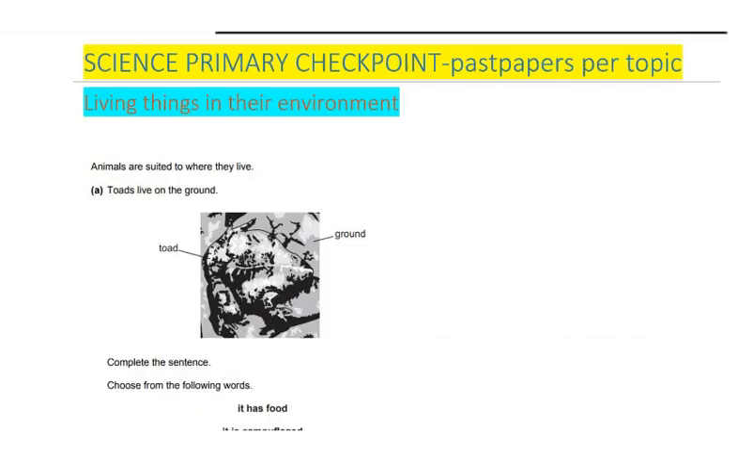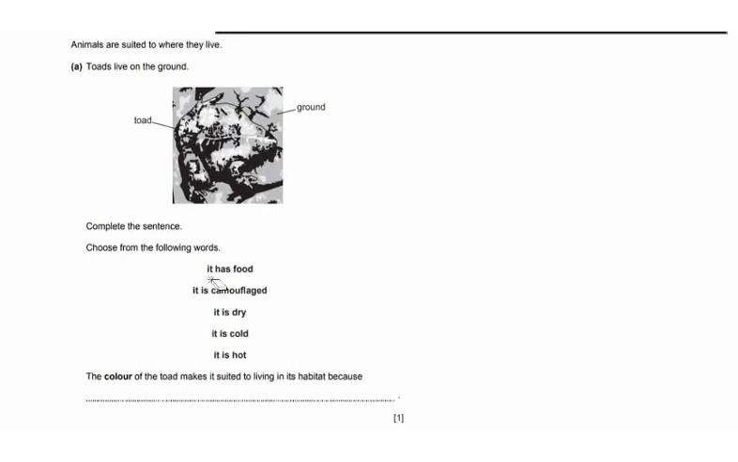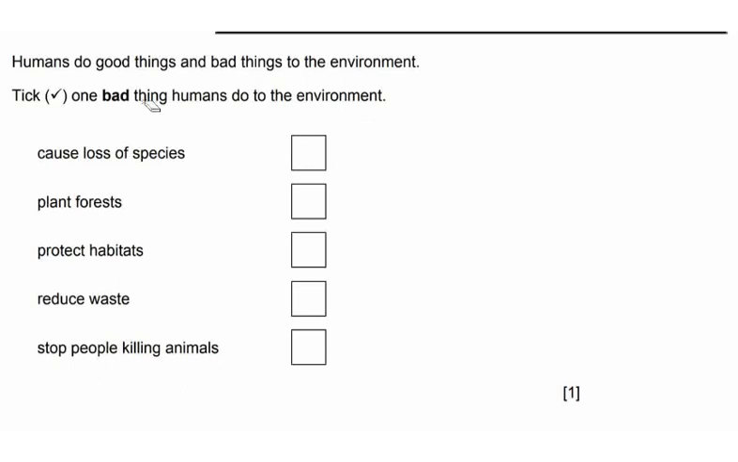Hi guys, today we are going to discuss science primary checkpoint, past paper per topic, living things in their environment. We're going to have a quiz on this past paper topic, but first we scroll over all the questions. You may take a screenshot if you like to and use it for practice. Let's see question number 1. This is question number 1. You may take a screenshot and we'll go to question number 2. This is question number 2.